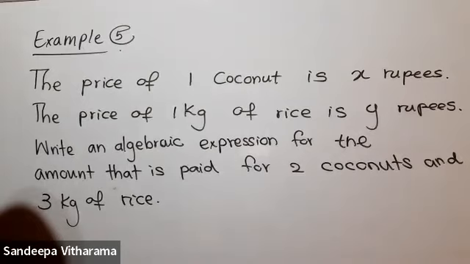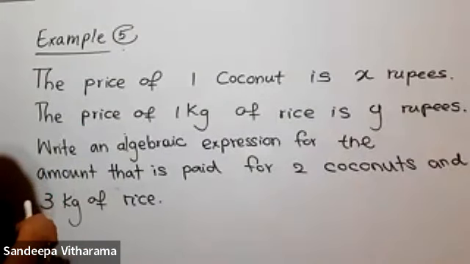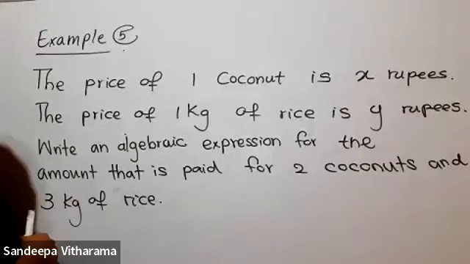X into X plus Y into Y into Y. Two coconuts equal x into 2. That means 2x. 3 kg of rice equal to y into 3. It means 3y. Therefore, 2x plus 3y equal the amount of money that must be paid. Then the answer is 2x plus 3y.